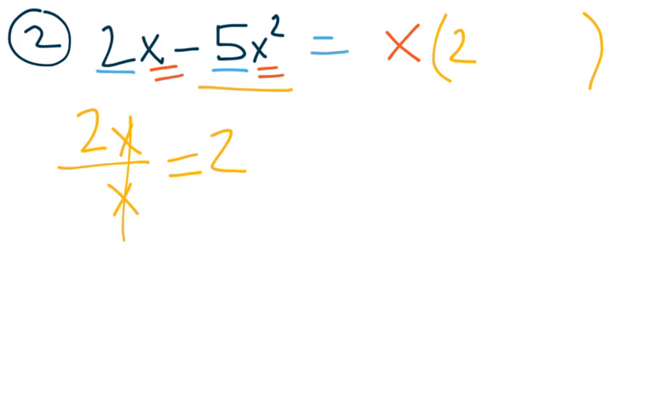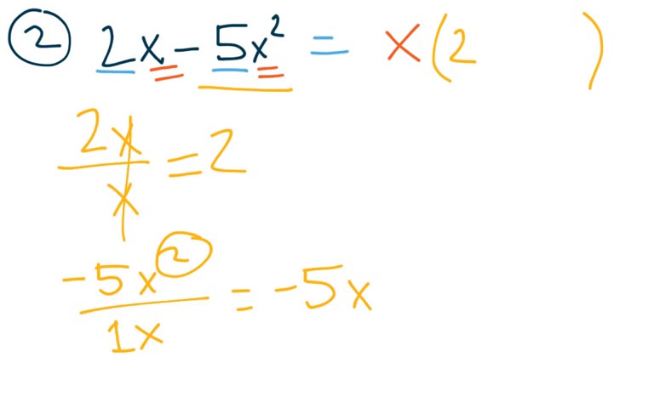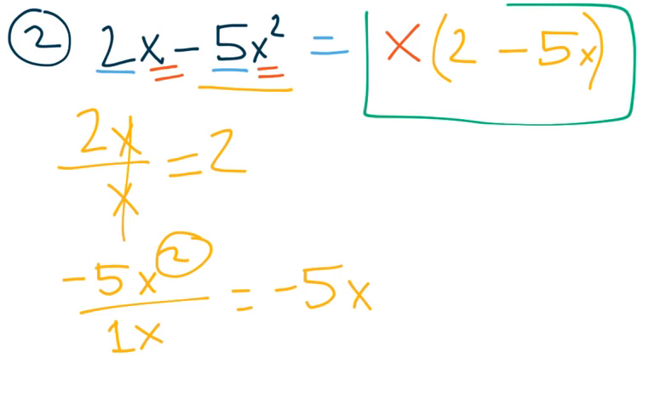If I've got, for my other term over here, negative 5x squared divided by x. Well, negative 5 divided by, well, there's really a 1 here, an imaginary 1. Negative 5 divided by 1 is just negative 5. x squared divided by x leaves me with a single x. So I'm left with negative 5x afterwards. And that is my solution. That is how I have factored my incomplete quadratic.